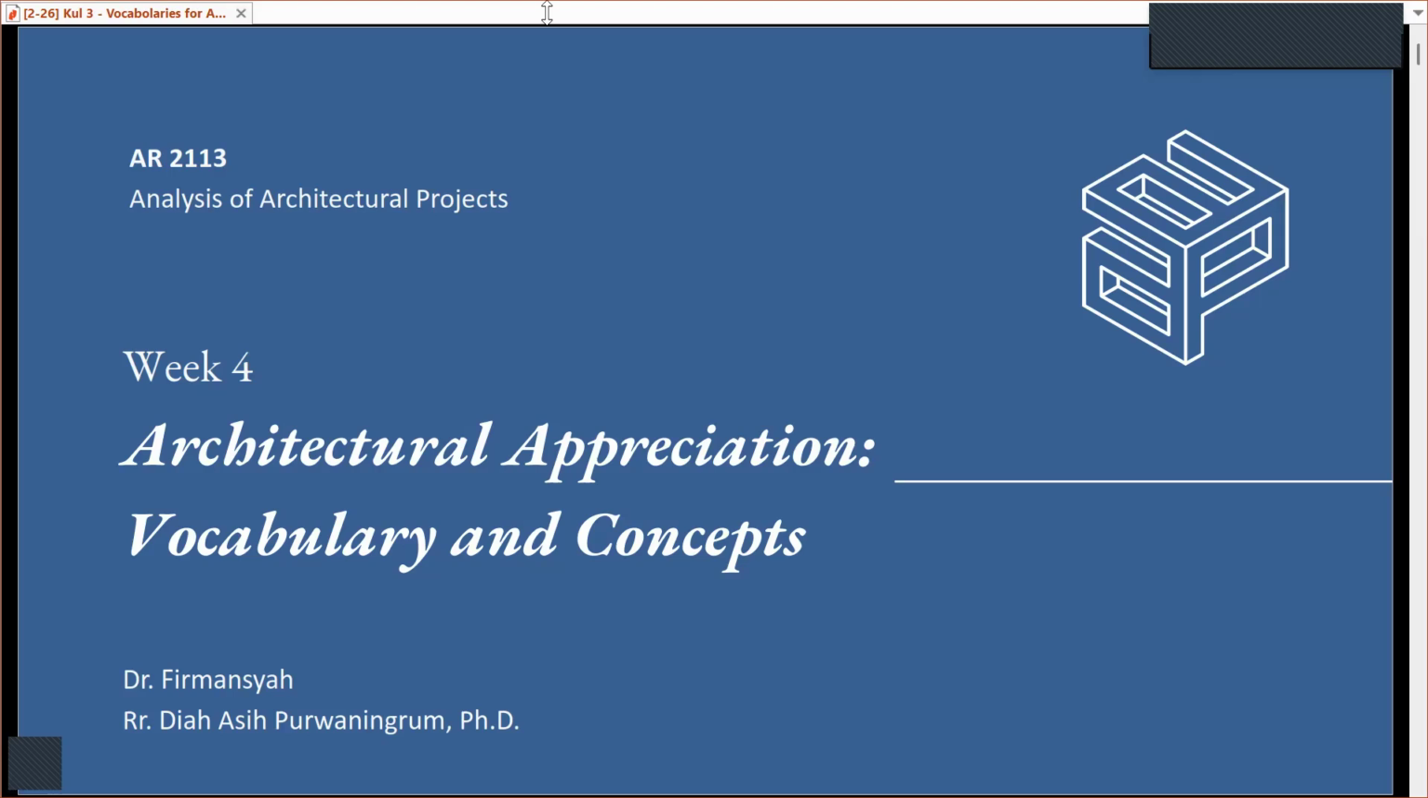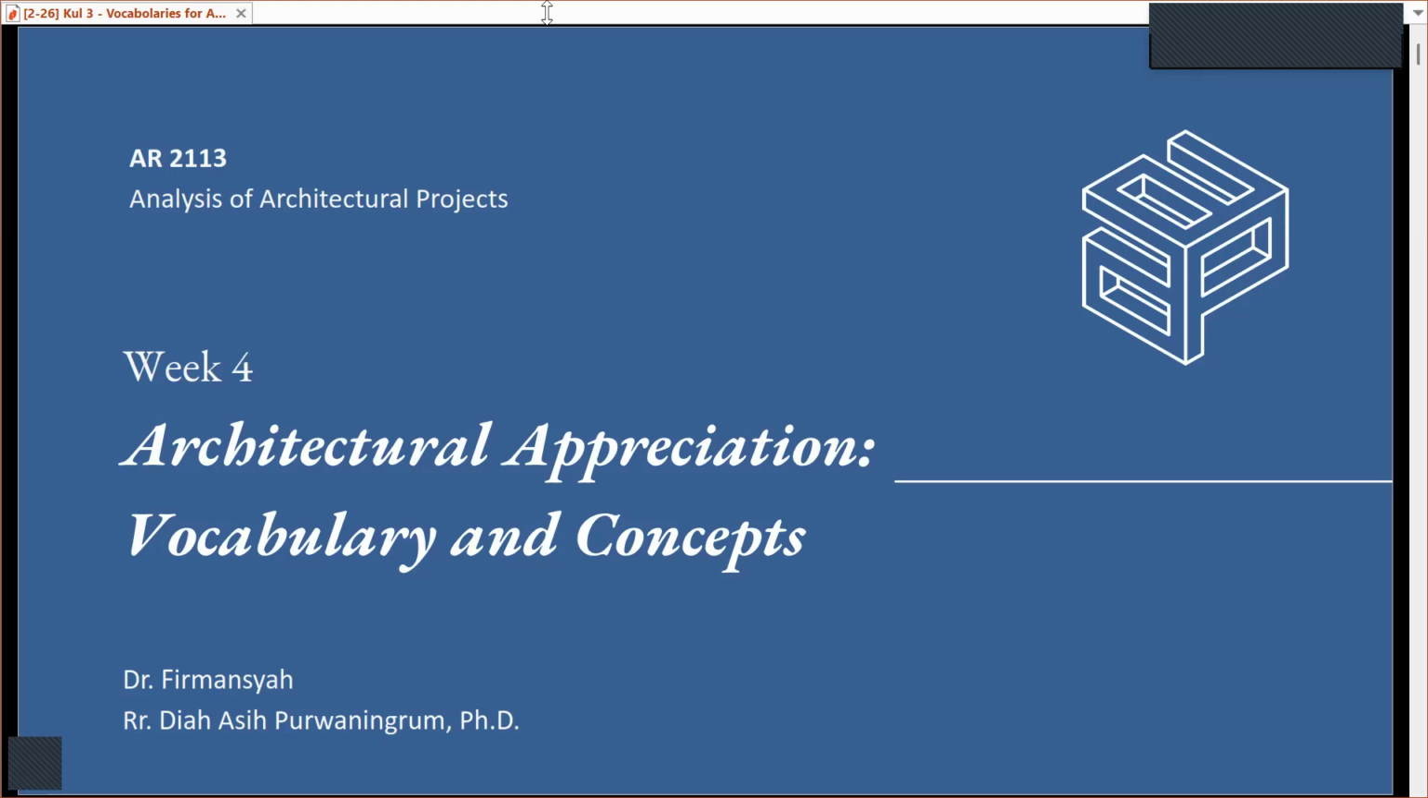And this will equip you with more vocabularies on how to analyze buildings that you're doing in the group. So I hope this will sharpen the discussion. And please include this to probably the discussion that you will present next week. Yeah, so next week we will have presentation. Okay.